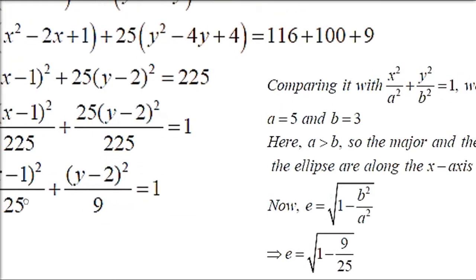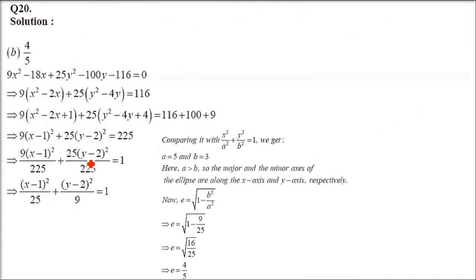Since the eccentricity has been asked for, you have to see whether A is greater than B or A is less than B. So you don't have to worry about x minus h or y minus k. A square is 25 and B square is 9, so A will be 5 and B will be 3. When A is 5 and B is 3, you can get the eccentricity.